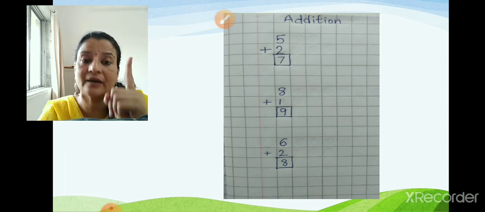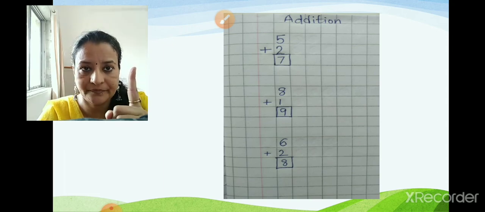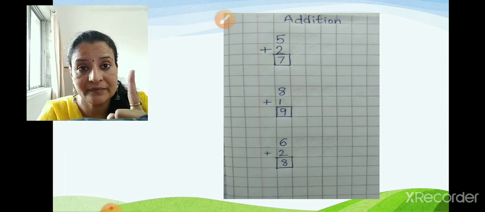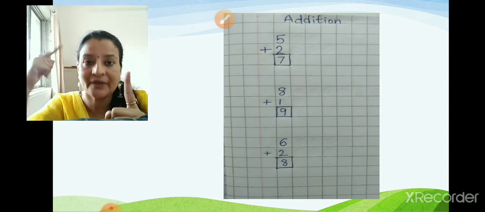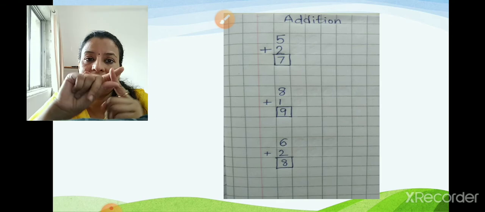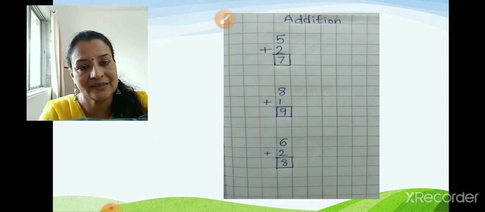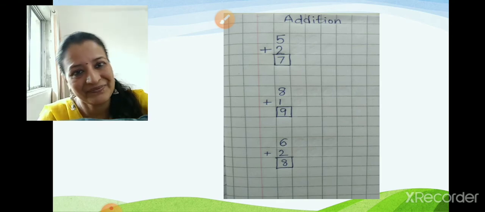1 finger up. Start counting after 8 because 8 in my head. So 8, 9. The answer is 9. Okay, easy.